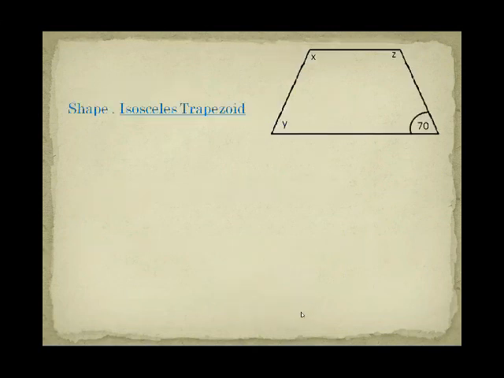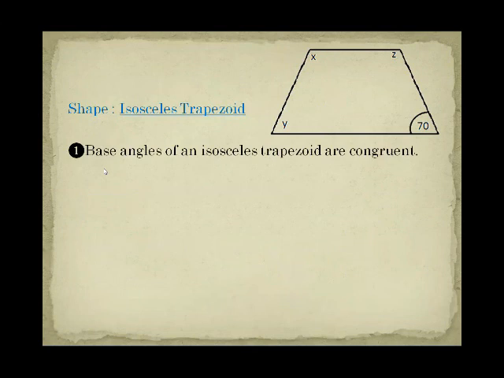Now students, there is the isosceles trapezoid. It has only two properties. The base angles of an isosceles trapezoid are congruent, so we say that Y is equal to 70 degrees. These are the base angles. 70 and Y are the base angles, so here we write Y is equal to 70 degrees.